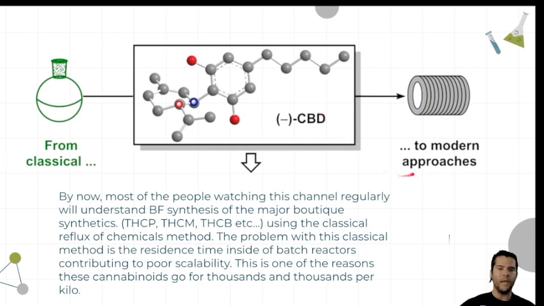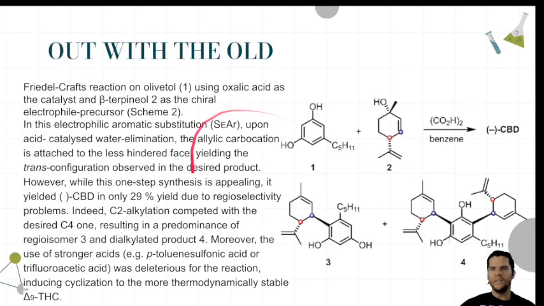It's almost impossible to mass produce THCP, THCM, these other boutique cannabinoids until now. Out with the old. We'll talk about the old a little bit, just for anybody that's catching up. Friedel-Crafts reaction on olivetol using oxalic acid as a catalyst and terpineol 2 as the chiral electrophile precursor. Sorry, that's a lot of that.